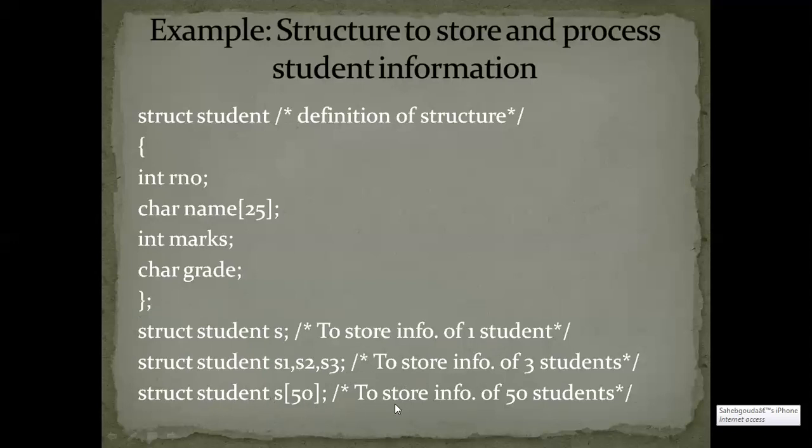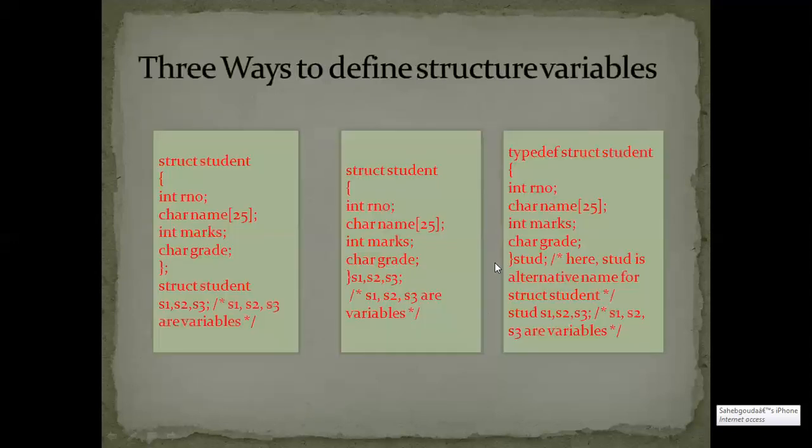So this is for what? To store the information of 50 students. Okay, so how many students are we going to store? 50, because the array size is 50. Understood? Okay. These are three ways to define the structure variables. This is the same information we have taken, that is student information. Student contains information like roll number, name, marks and grade.